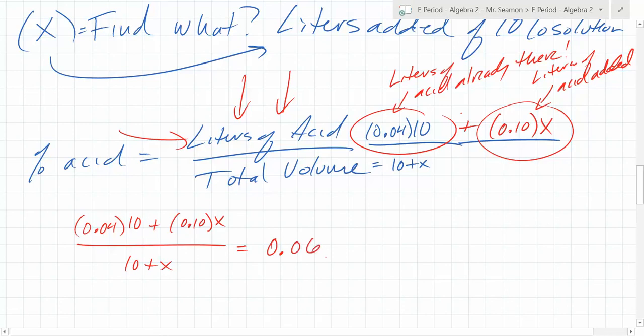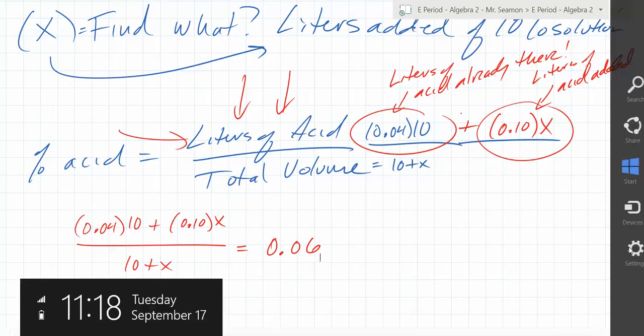0.06. How many variables do you have in this expression right here? 1. How many equations do you have? 1. So theoretically, can you solve for x? Do you hope that this is a contradiction, an identity, or a conditional statement? Which one do you hope it is? Identity would mean an infinite number of solutions. Contradiction means it has no solutions. Conditional. You want it to be conditional. You want an answer to this, right? So try solving that right now.